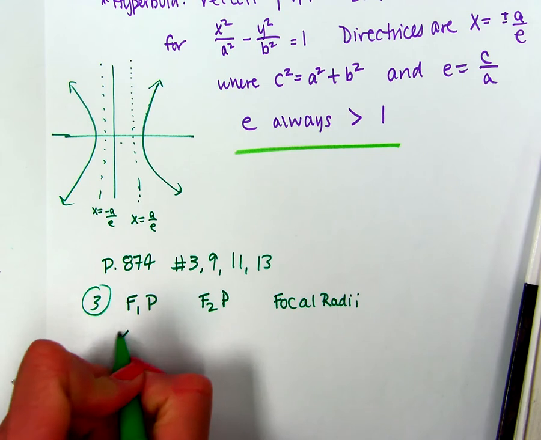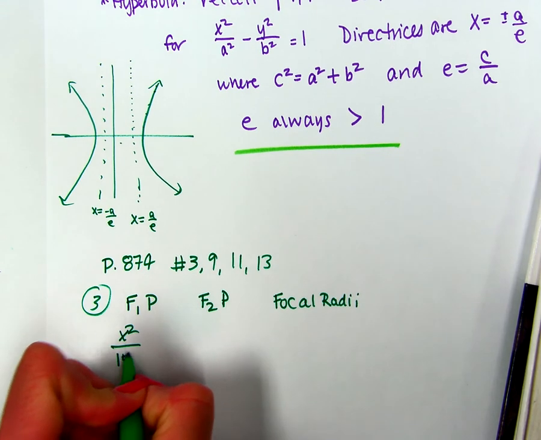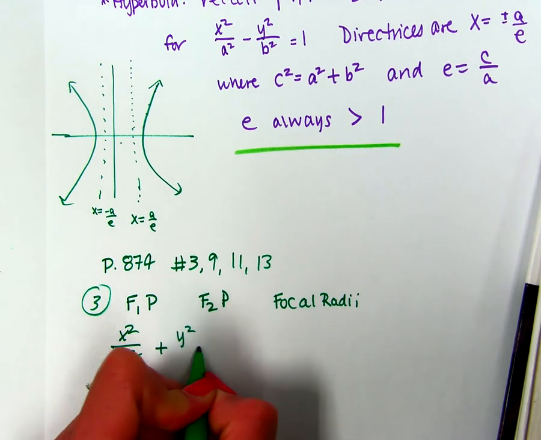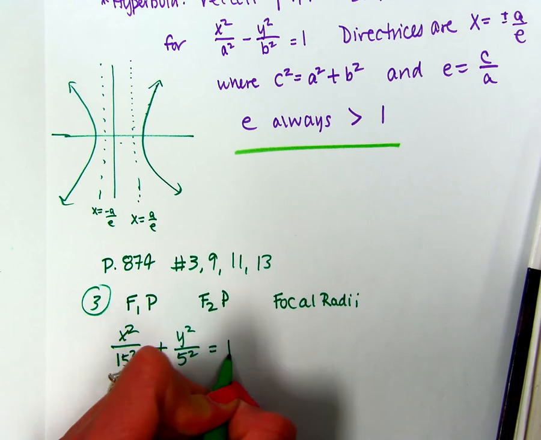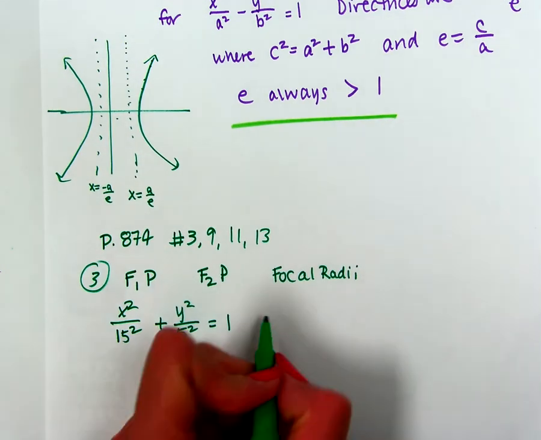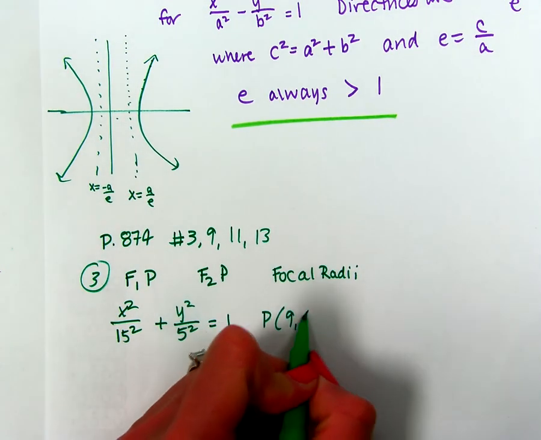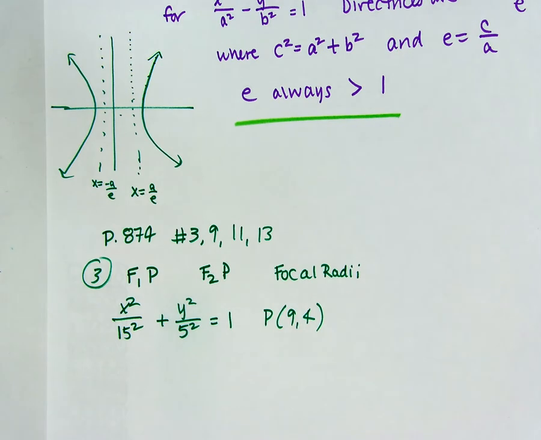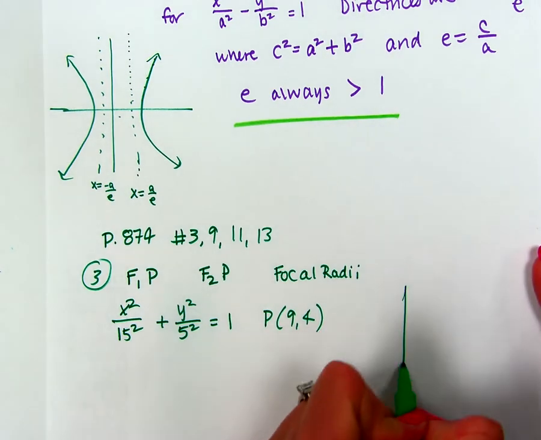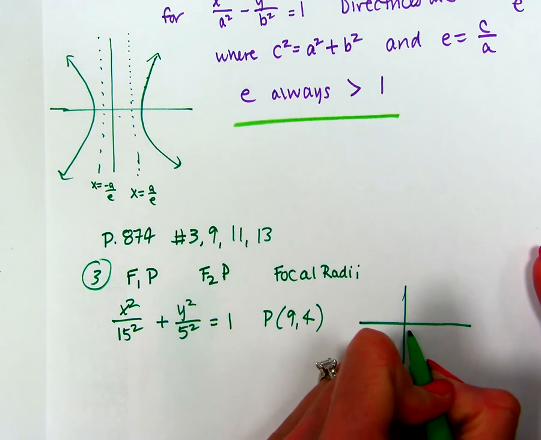All right, so the equation of the ellipse that they give you is x squared over 15 squared plus y squared over 5 squared equals 1. And the point that they give you is (9, 4). Now, if you want to draw a diagram, you can. You don't have to. This is an ellipse that is centered at (0, 0).